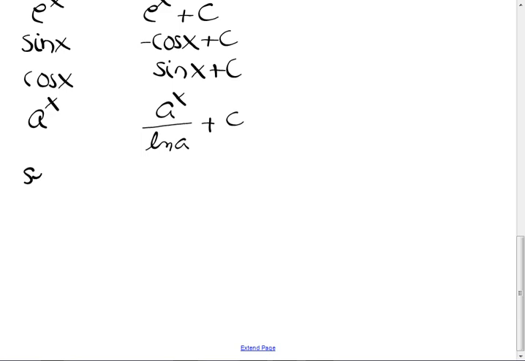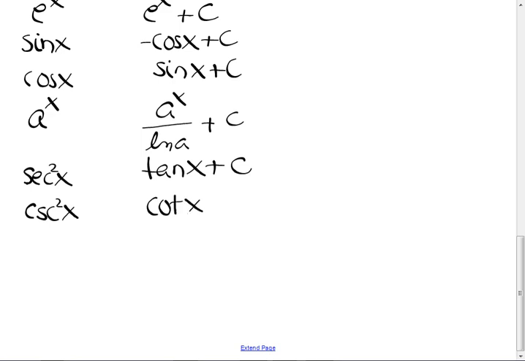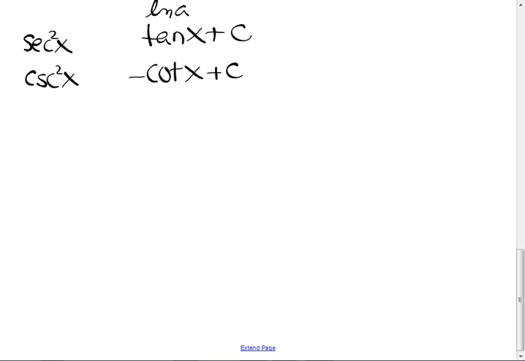What about secant squared? Remember that one? Tangent. Very good. What about cosecant squared? Well, if secant squared is tangent, then cosecant squared is cotangent, and all the cofunctions are negative. Keep that in mind. Cofunctions are negative.